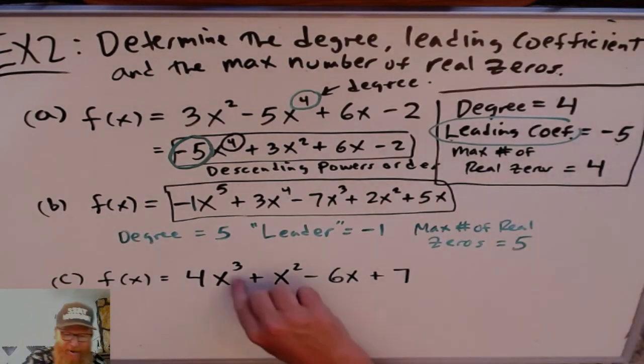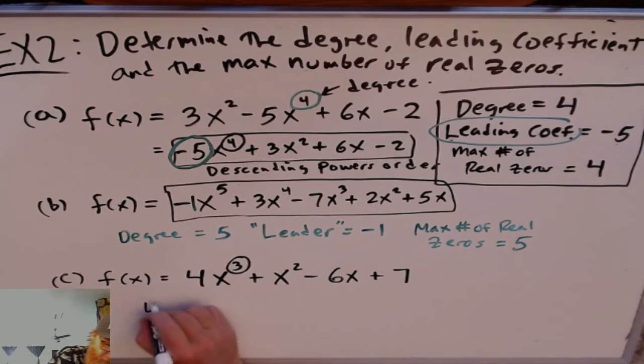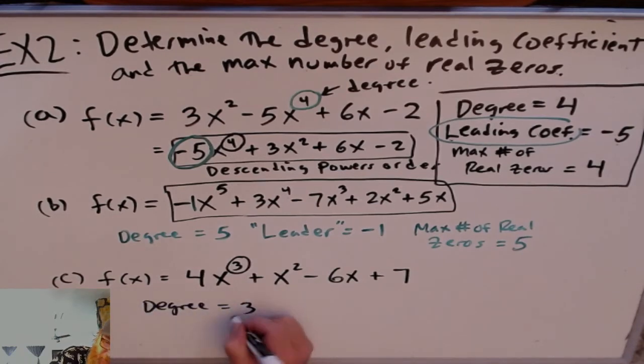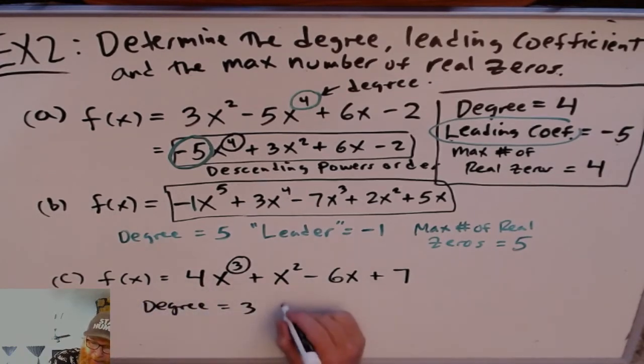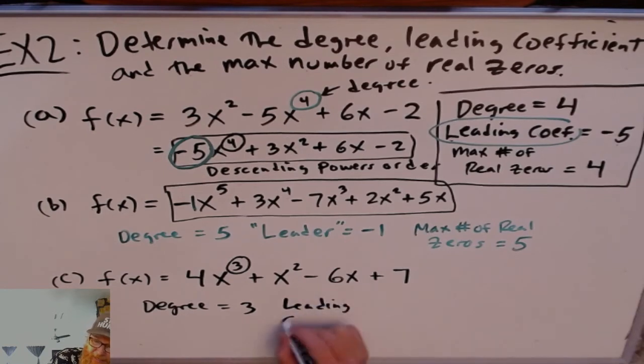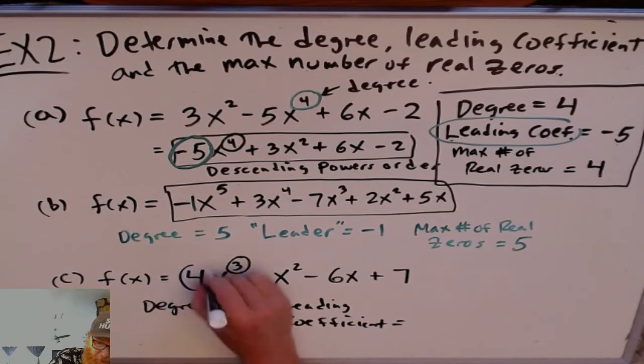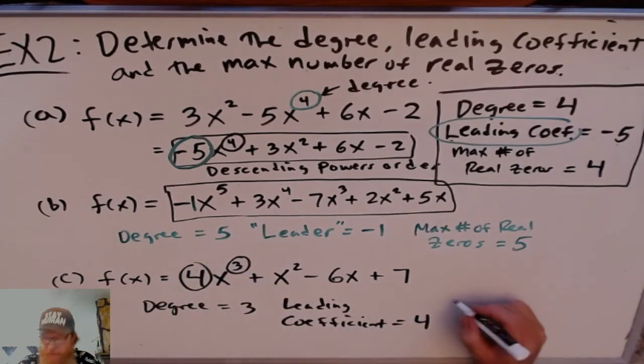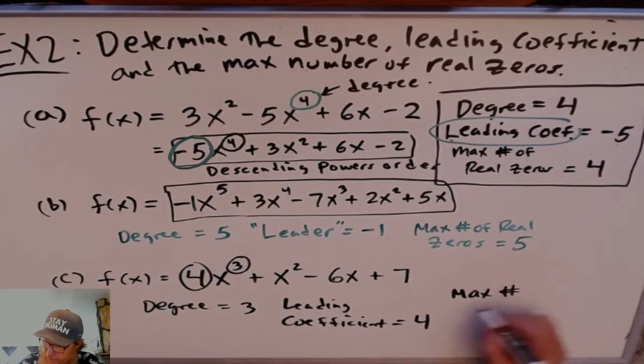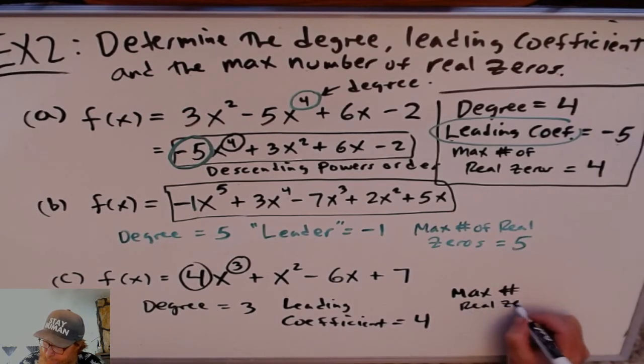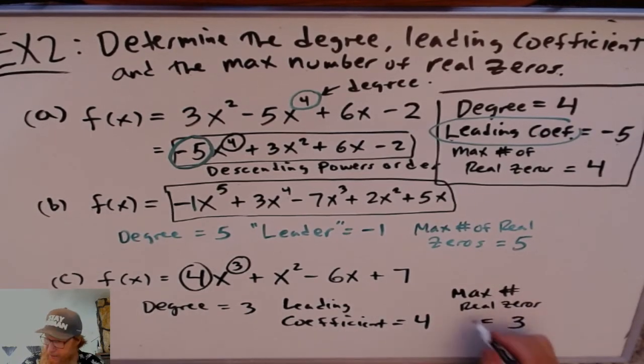All right, now this one is degree 3. So degree 3, it's already in descending order. Leading coefficient is 4. And the max number of zeros is 3.